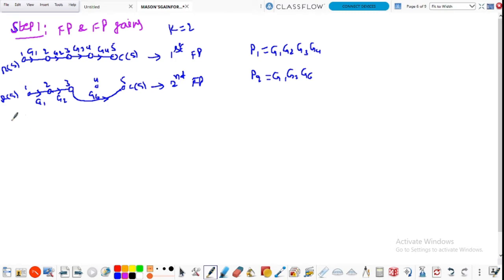Next, step 2. So what is step 2? Step 2 is to identify the individual loops and individual loop gains.